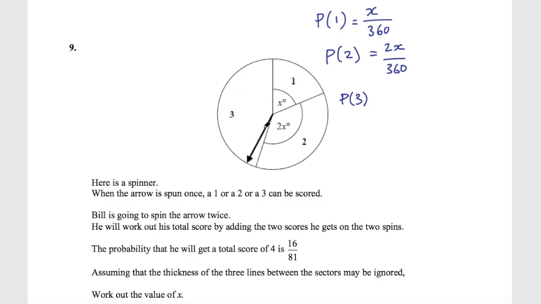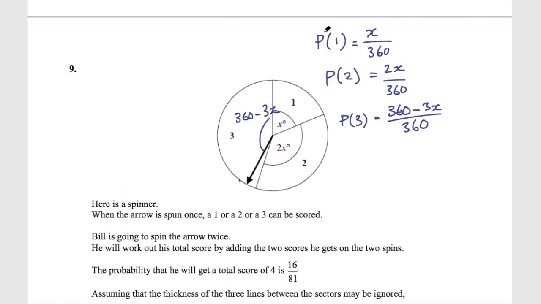And then the probability of a 3 will be this angle divided by 360. They haven't given this angle, but we need to relate it to x, so we can say that this is going to be 360 minus whatever these angles are. So if we add these up, that's going to be 3x. So the angle of the sector that belongs to 3 is 360 minus 3x. So the probability of spinning a 3 is 360 minus 3x over 360. Right. So now I know the probabilities of spinning those three things.